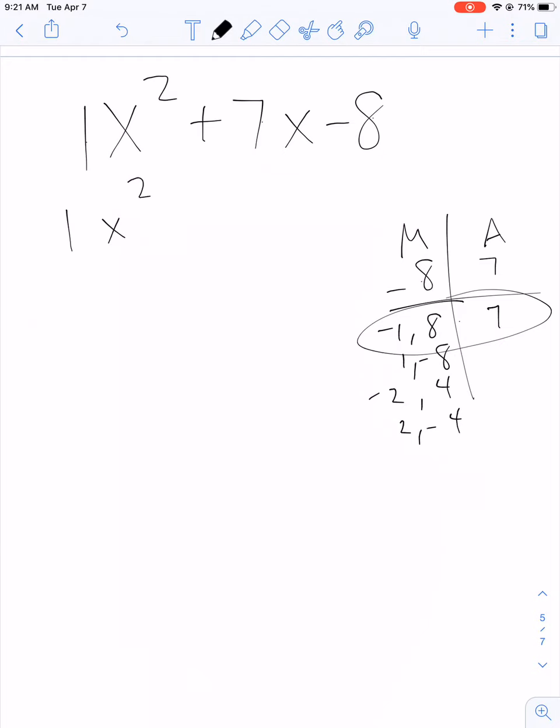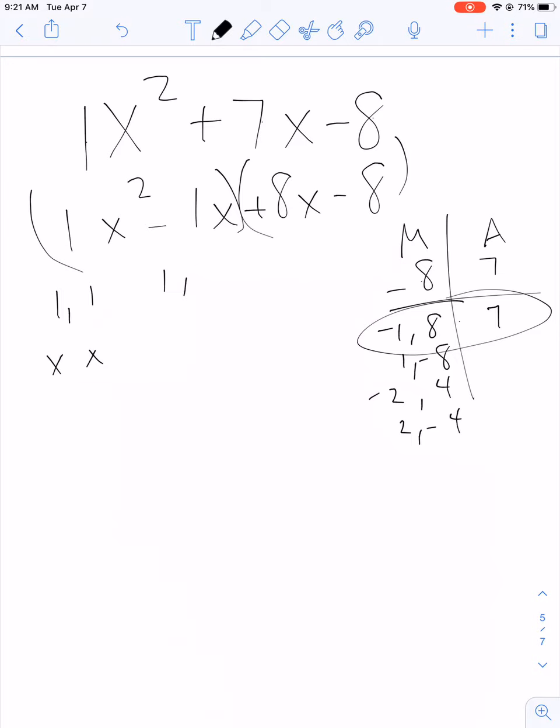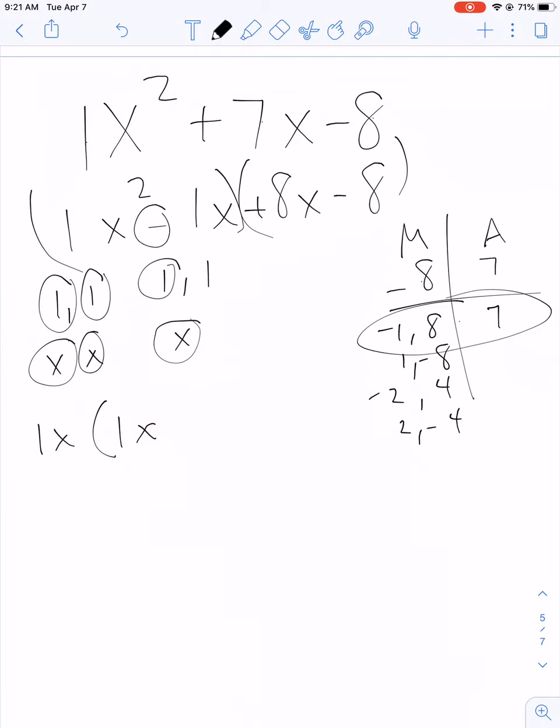So I've got 1x squared minus 1x plus 8x minus 8. Group the first two. 1 is 1 times 1. X times x is x squared. 1 is 1 times 1 and x. So it looks like we've got 1x for both of these. That goes outside. Left over is 1x minus 1. Let's see, 8 is 1 times 8, 2 times 4. X is just x. 8 is 1 times 8, 2 times 4. Our biggest is 8.